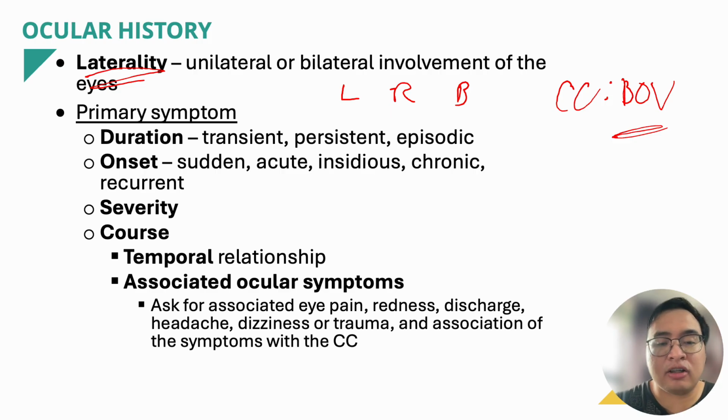Next, you ask for the duration. Has it been happening for a long time? Did it happen suddenly? Is it episodic? Does it happen only at specific times? If so, what are the triggering factors affecting them? Right? Of course, the severity. How blurred? Can you see just a pinpoint, or is it just generalized blurring?